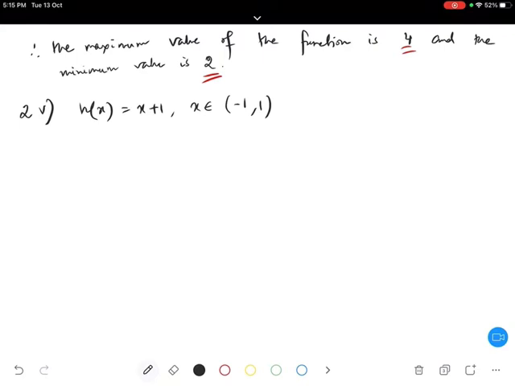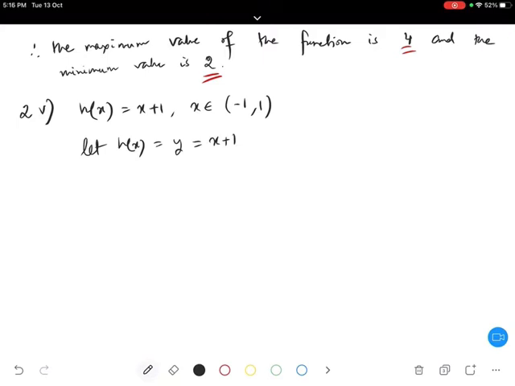Okay, clear? And this one I have to draw by graph. I want to proceed by graph for this question. So let us see how do we get it. So first thing, I will write let h(x) is equal to y, and y is equal to what? x plus 1. Okay, so this is how I plot.